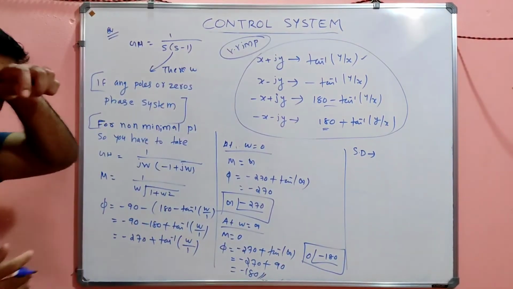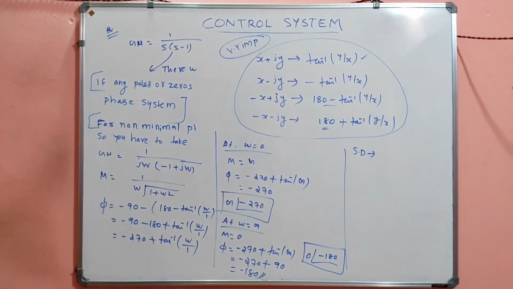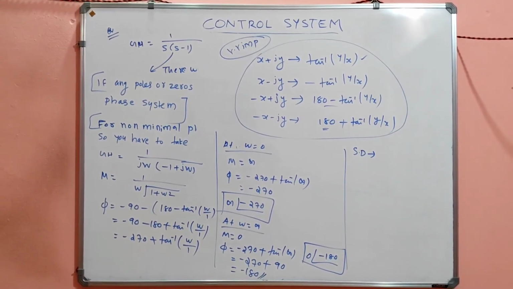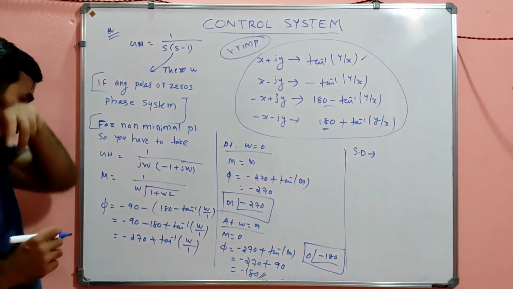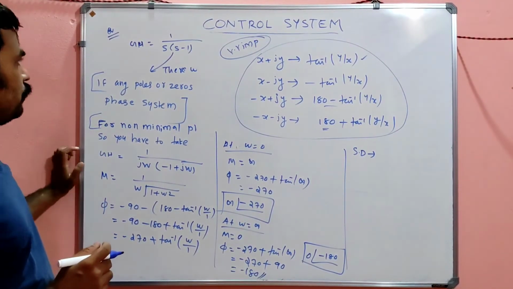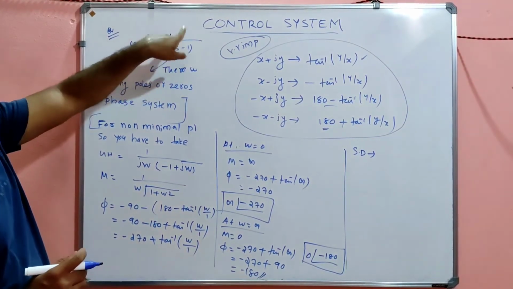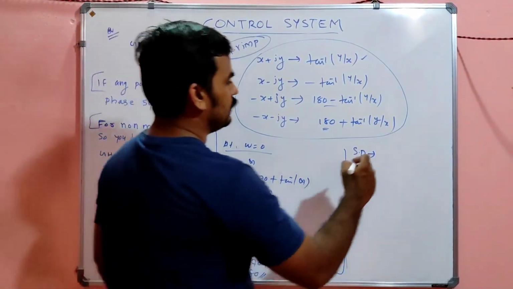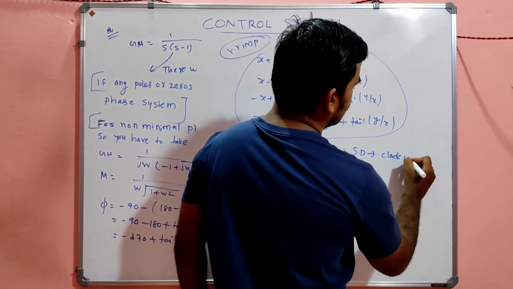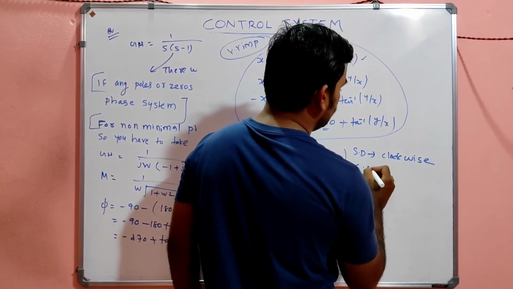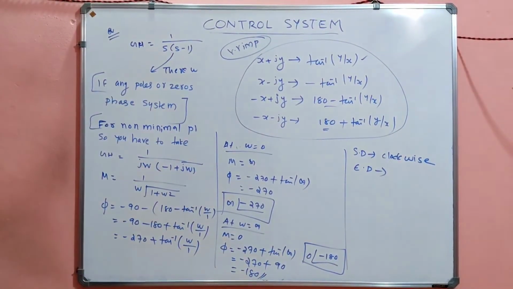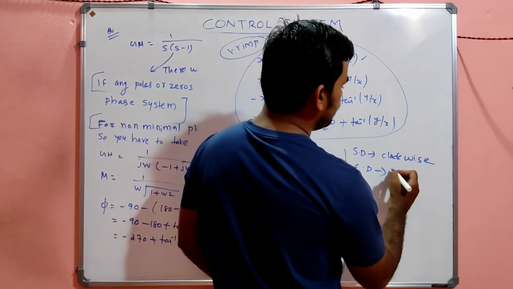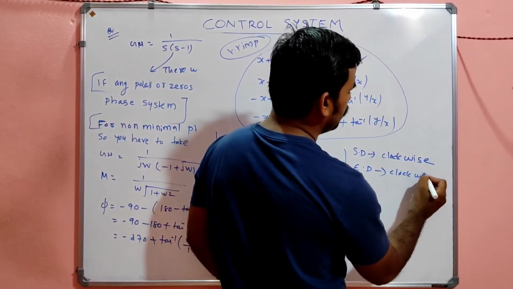How can we obtain the starting direction? The starting direction can be obtained from the open loop poles or zeros. Here the open loop pole is near the origin, right? So the starting direction will be clockwise. And the ending direction? Since it is a non-minimal phase system, as I already explained, the ending direction will be the same as the starting direction, so it is also clockwise.